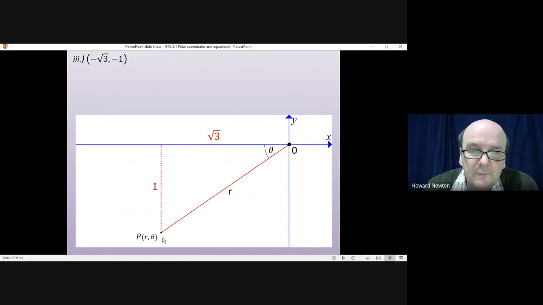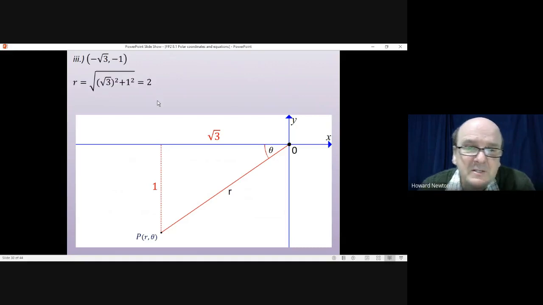Third question's got two minuses in it. So the point will be here, minus root 3 in the x direction and minus 1 in the y direction. Again, there's no problem with r. It's the square root of root 3 squared plus 1 squared, which is root 4, which equals 2.